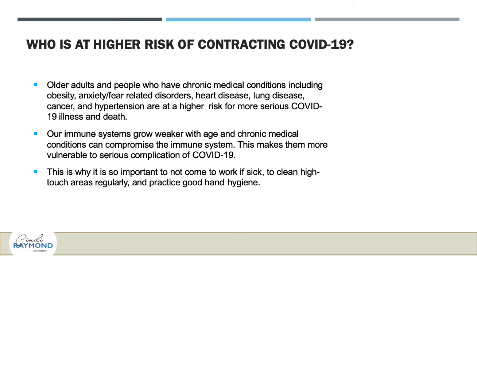So who is at risk for contracting COVID-19? Our entire population that we serve is at high risk just because they're older adults, and most of them have comorbidities. So they have multiple medical conditions that increase their risk for COVID-19. Their immune systems grow weaker with age and their chronic medical conditions. So we as a staff have to make sure that we are doing everything in our power to prevent them from contracting COVID-19.